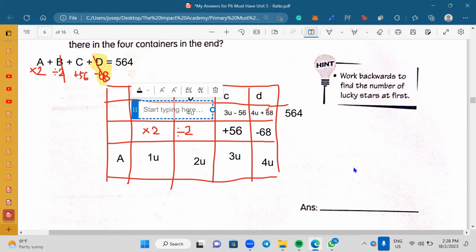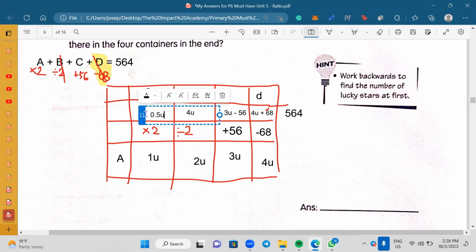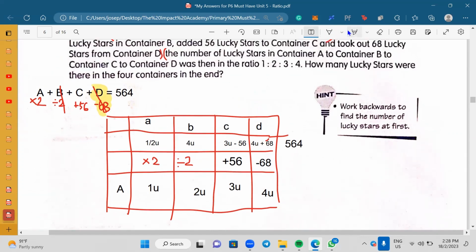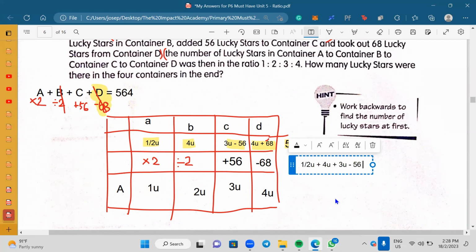So what is this? Yeah, 0.5. Understand so far? 0.5 units. Or some of you say half a unit. Sure. Half a unit times 2, isn't that equal to 1? Agree so far? All right. What does it show you then? Look at this. What is the equation? Once I see I have the total, isn't it true to say that this half a unit plus 4 units plus 3 units minus 56 plus 4 units minus 68 equals 564? How many of you don't understand? Okay, half a unit plus 4 units plus 3 units minus 56 plus 4 units plus 68.